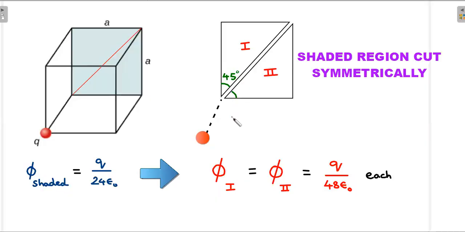So with that q by 24 epsilon naught for this shaded region that we already knew for a point charge placed here, I'll further use symmetry. Imagine this shaded region: I can divide it with one thin red line like this, and think of this as two isosceles right triangles. So let me borrow it here.